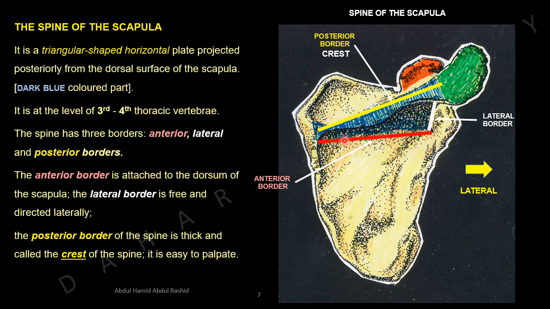So, the triangular shaped spine of the scapula: this is the anterior border attached to the dorsal surface of the scapula. Lateral border free, directed laterally. Posterior border forming the crest of the spine. It is directed posteriorly.